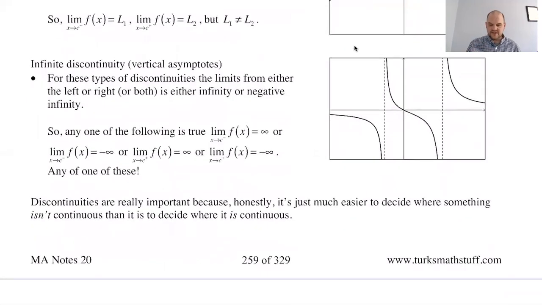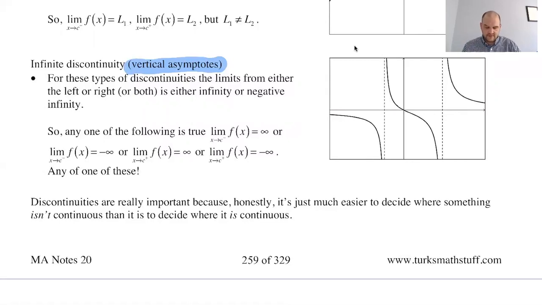You need to know these definitions. Infinite discontinuity. So this is another one where you definitely know this, but you know it by another name. Okay, so you know these as vertical asymptotes. When you're referring to them as discontinuities, they are infinite discontinuities.